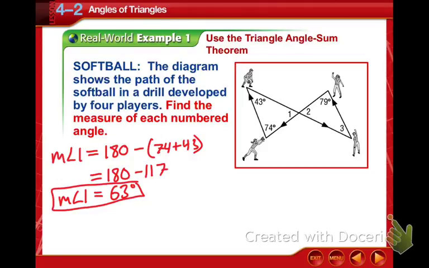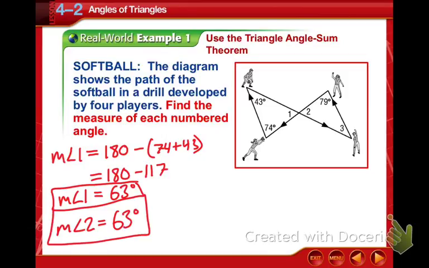Now, for angle 2, this is kind of cool here, because if you remember back to the last unit, we had vertical angles being congruent, and angle 1 and angle 2 are vertical angles. So that means that if angle 1 is 63, angle 2 is also 63, because they are vertical angles.